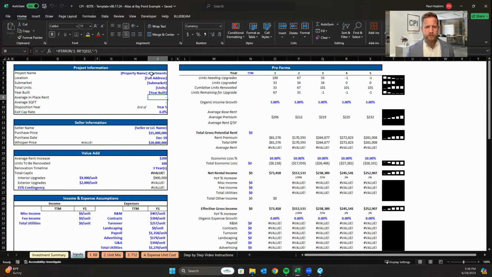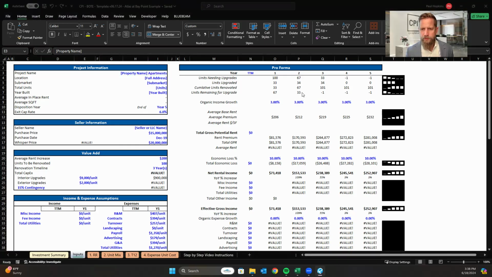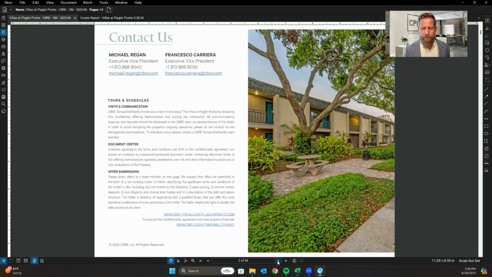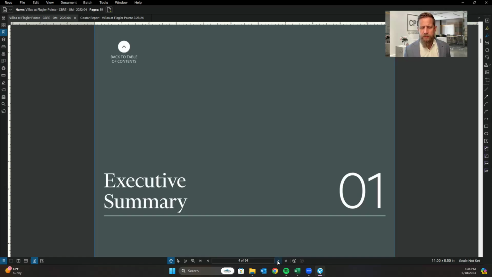So you can simply start here at the top, so the property name. What I do then is, this is the broker offering memorandum, the OM, for a property called Villas of Flagler Point, located in St. Petersburg. It's 136 units built in 1972.